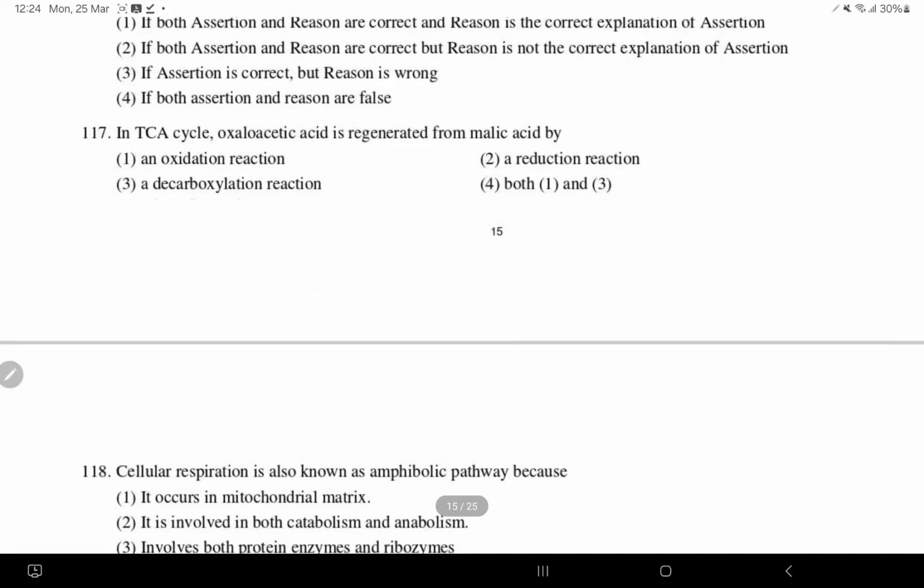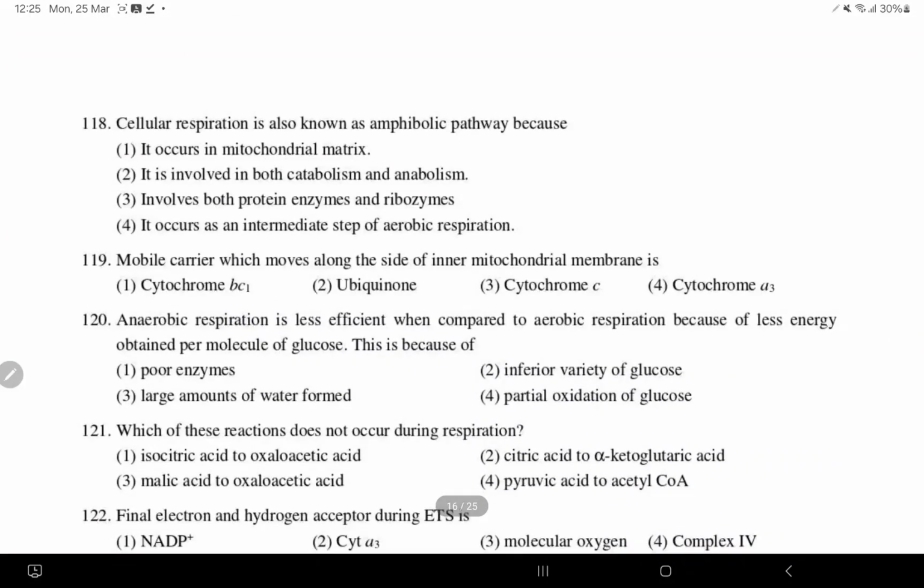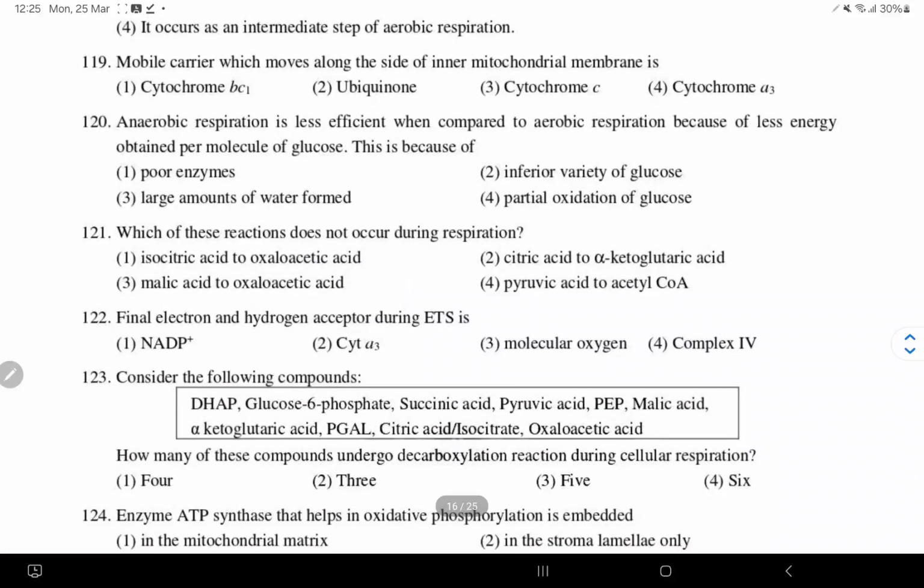In TCA cycle, oxaloacetic acid is regenerated from malic acid. It is an oxidation reaction. No decarboxylation will take place, only oxidation reaction, option 1. Cellular respiration is also known as amphibolic pathway because it involves both catabolism and anabolism. Mobile carrier which moves along the side of inner mitochondrial membrane is cytochrome C, option 3.